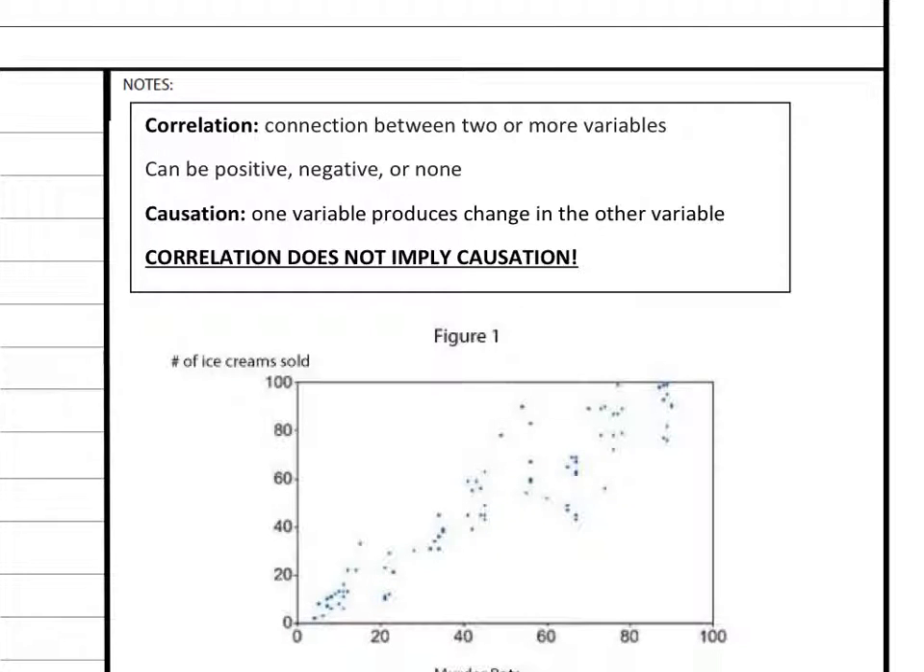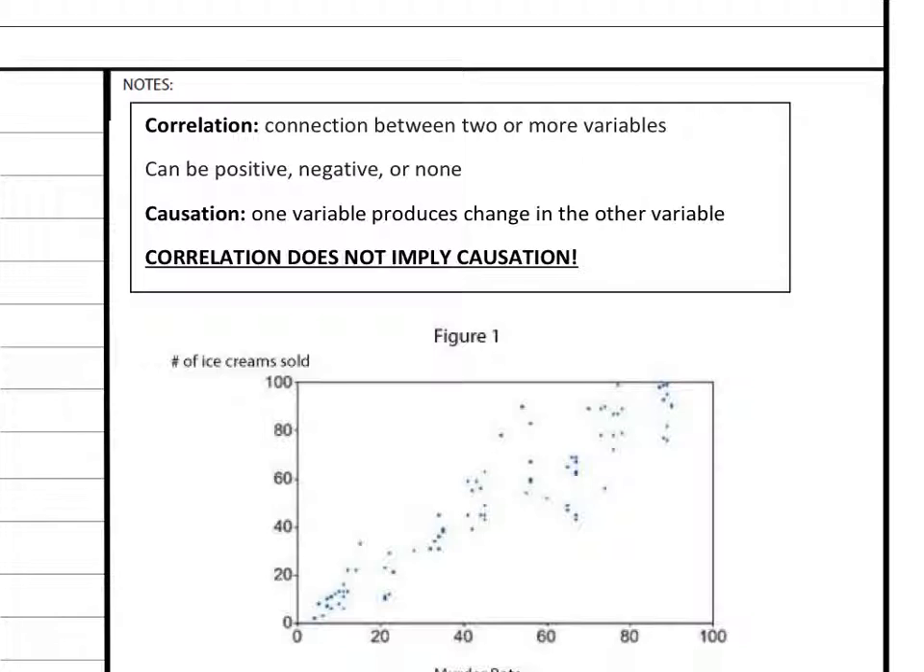Correlation is the connection between two or more variables, so x and y, things like that. So the connection between them. We've already talked about correlation with scatter plots. It can be positive, negative, or no correlation, right? We know this, I hope. Causation, however, is when one variable produces or causes change in the other variable.